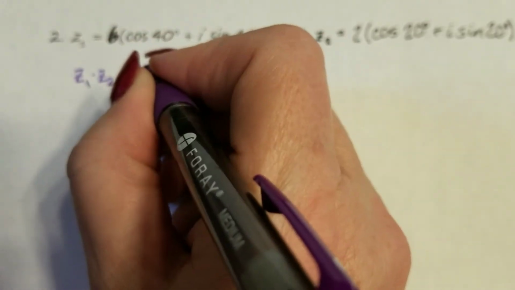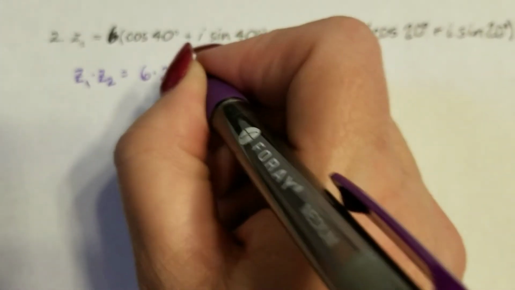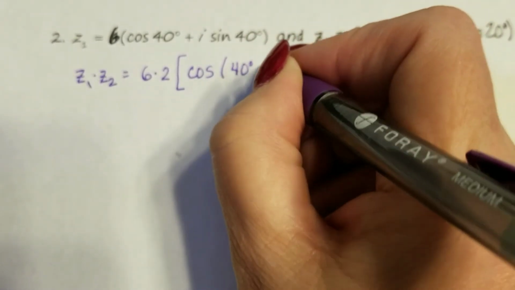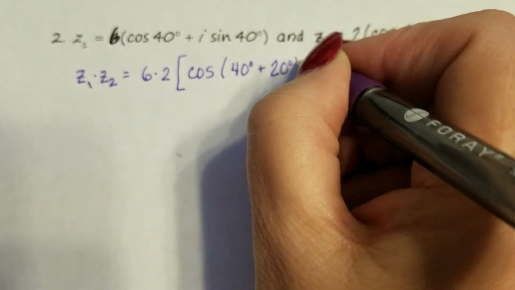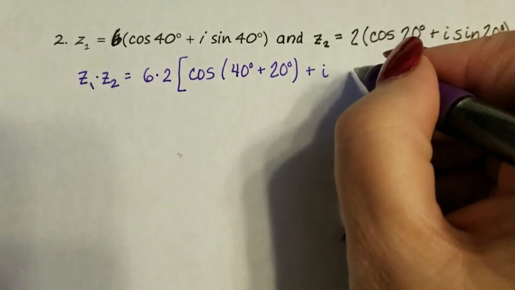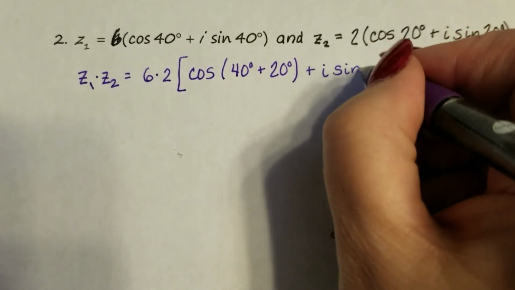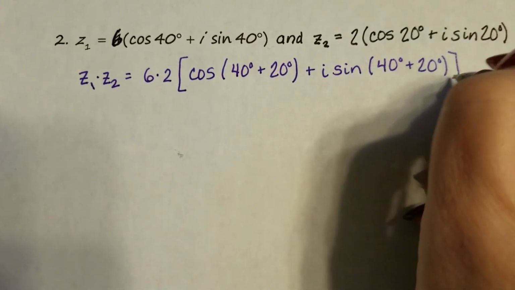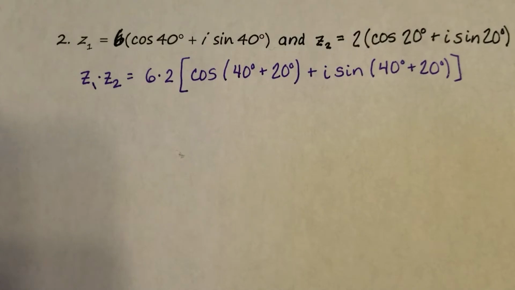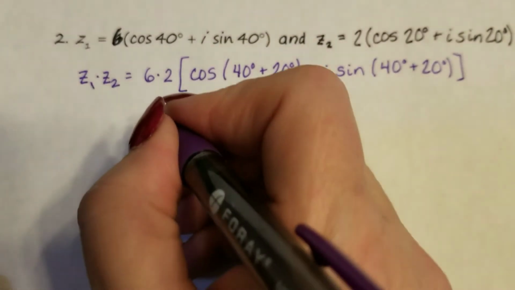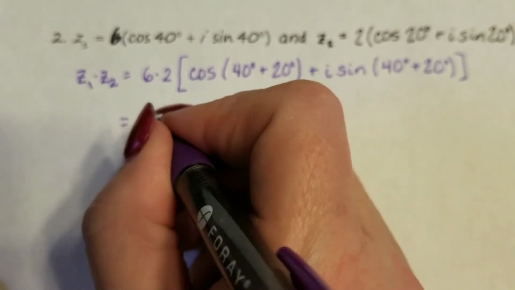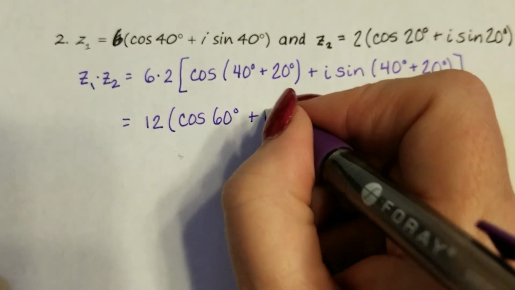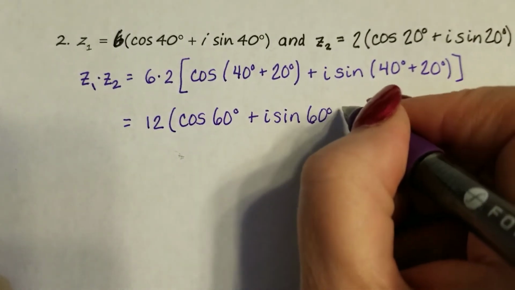So we'll take r1, which is 6, multiply it by r2, which is 2, and then we'll take cosine of 40 plus 20 plus i times the sine of 40 plus 20. So this product is equal to 12 cosine 60 plus i sine 60.